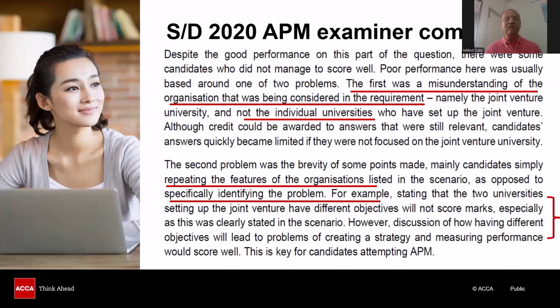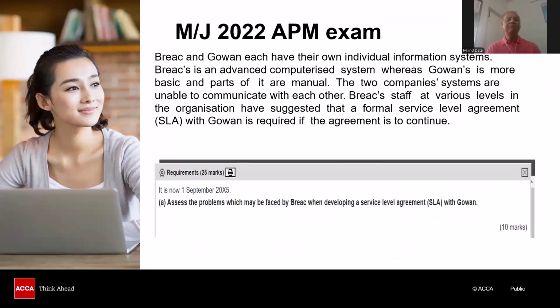The example that I quoted is self-evident. Let's look at one more example. Now, this is regarding, again, two companies which have their own individual information systems. One has an advanced computerized system, whereas the other, the systems are very basic and parts of it are in fact manual. And the two company systems are unable to communicate with each other seamlessly, naturally.